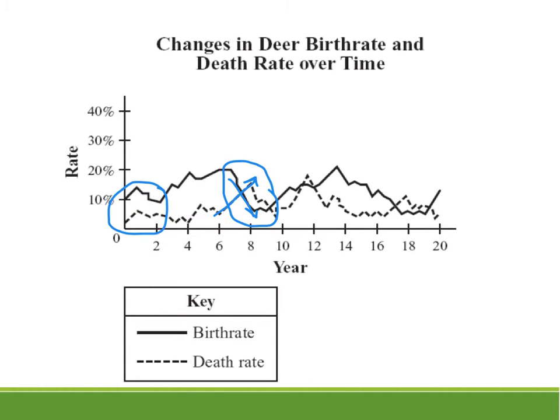And then just moving on, this period right here, just after year 12, where we see an increase in the birth rate and a decrease in the death rate, then you're going to be having a growth of the population occurring at that point because more will be being born than would have died in that particular time period.